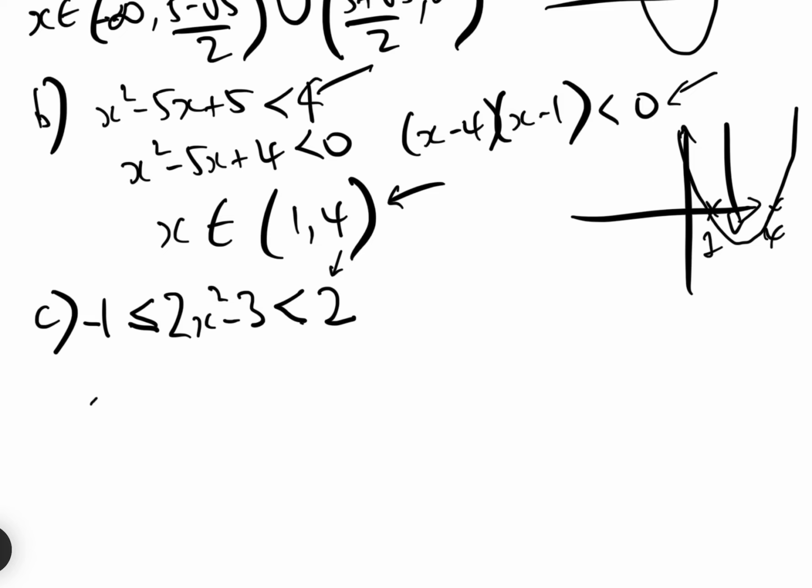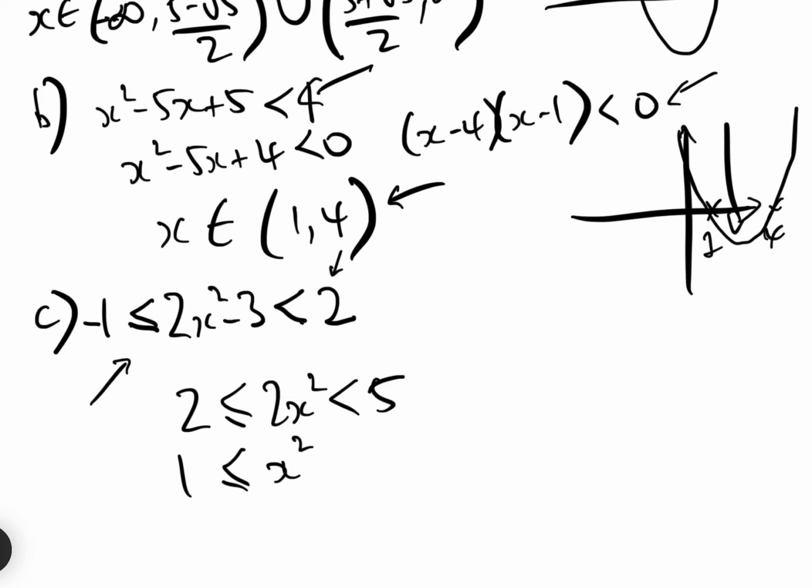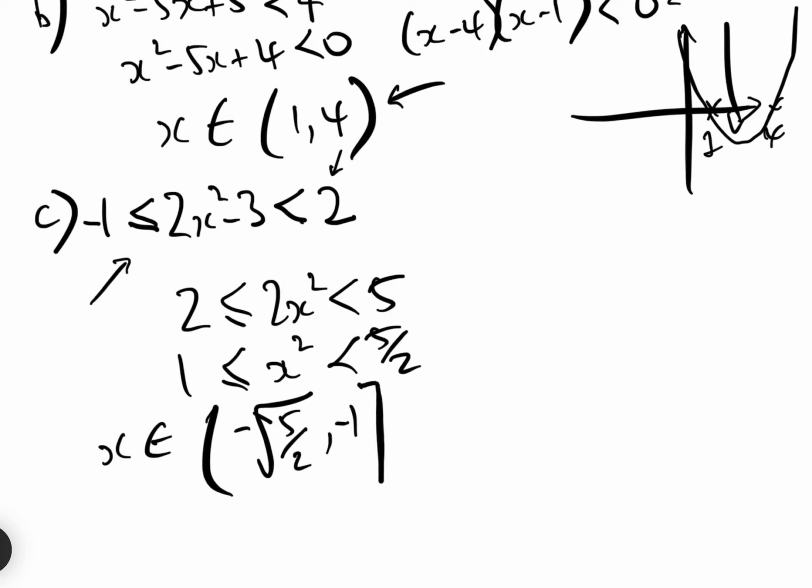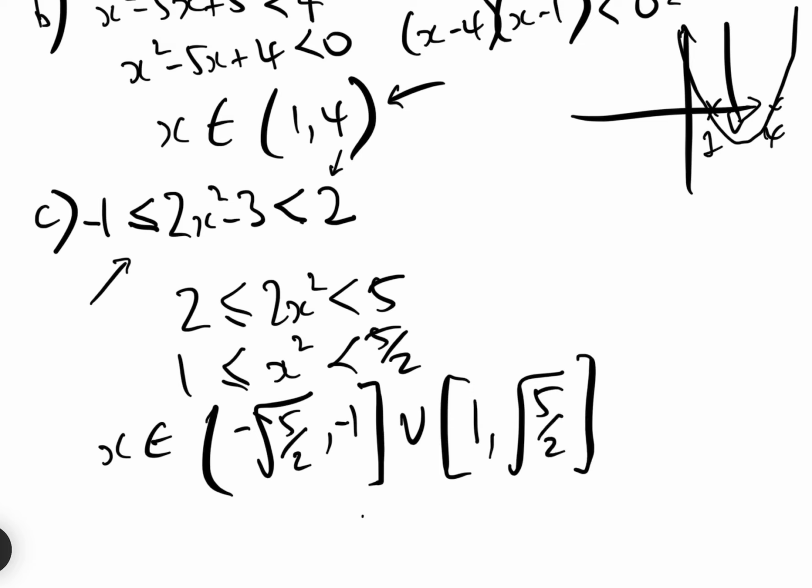Okay. Now looking at this, that means therefore that 2 must be less than or equal to 2x squared, which must be less than 5, i.e. 1 must be less than or equal to x squared, which must be less than 5 over 2. And from this, we therefore have that x must be contained in minus root 5 over 2 to minus 1, and this is a square bracket this time because it can equal minus 1, union square bracket 1 to root 5 over 2. And that is a curved bracket.